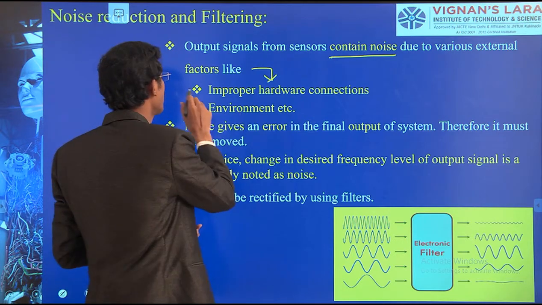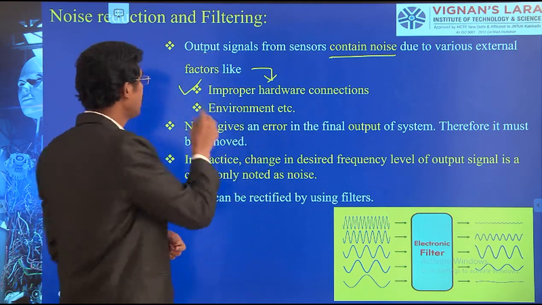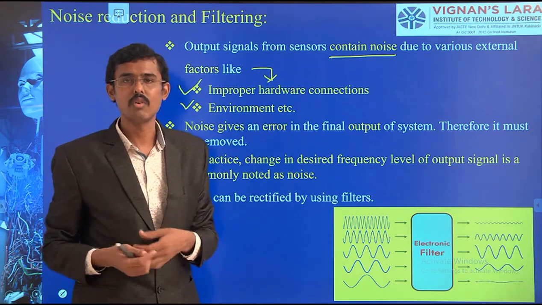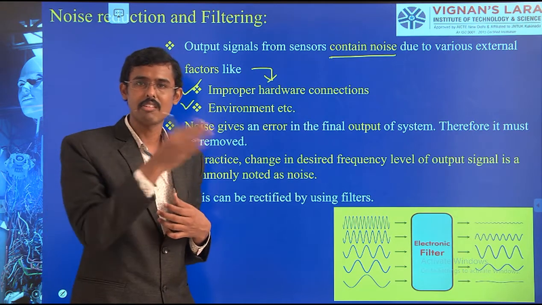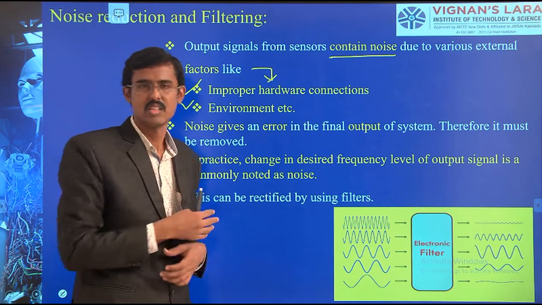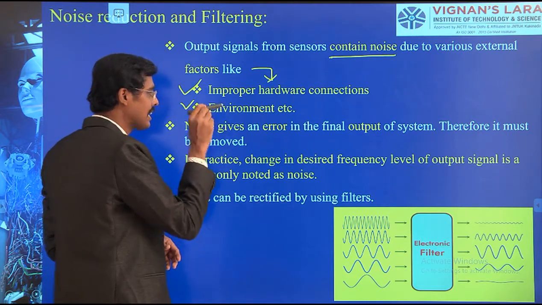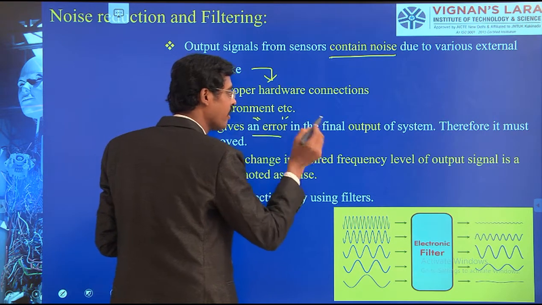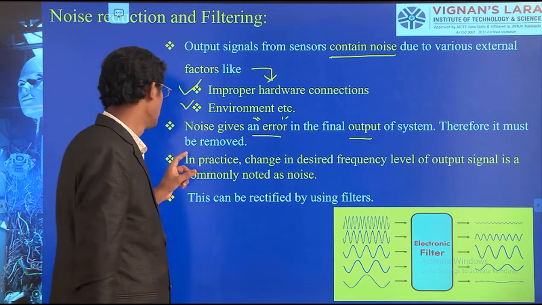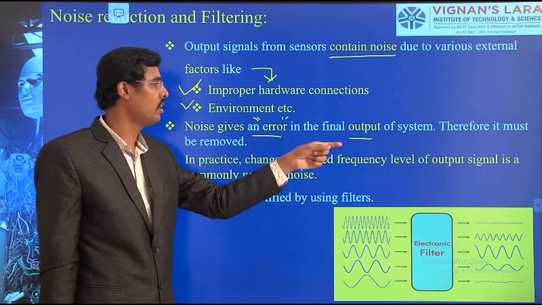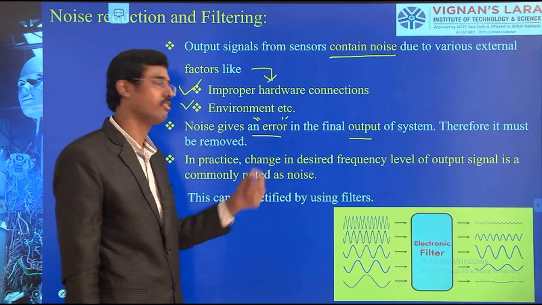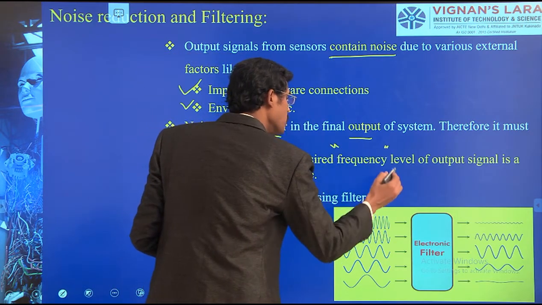So these noises are due to improper hardware and circuitry connections, and environmental factors also. For example, the signals received from the tower to the phone change due to environmental effects, temperature changes, or the wind, whatever it is. The noise gives an error in the final output of the system, therefore it must be removed. How are we removing it? In practice, a change in the desired frequency level of the output signal is commonly noted as noise. Here we are using the word frequency, so we should know what frequency is.